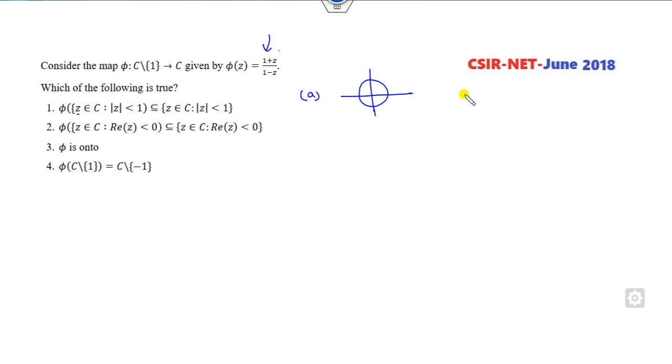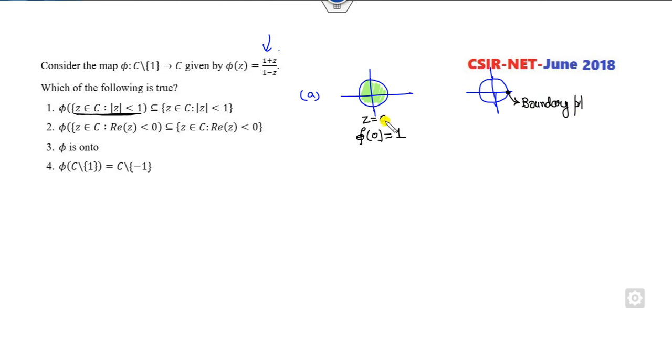Fine. Then it maps onto the unit circle again. But the thing is, we have to take any element. This is the inside, so the feasible area is this one. Take any point inside this domain, say 0. What is my phi of 0? Phi of 0 is 1. So where does it lie? 1 lies here, which is a boundary point.